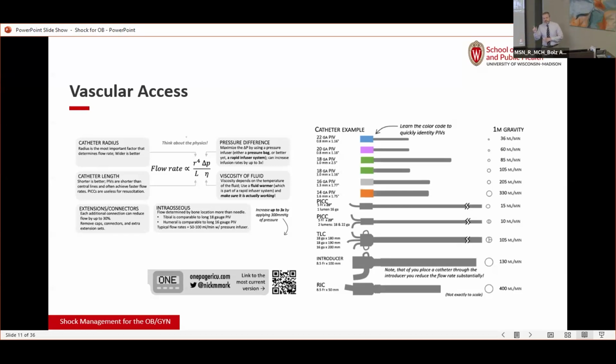And again, radius is going to be the biggest part of this, because if you look at this equation here, the radius is to the fourth power. Okay, so that's going to play the biggest role. So the largest gauge that someone can place is going to be best. Okay.